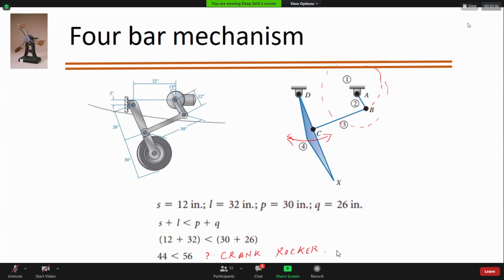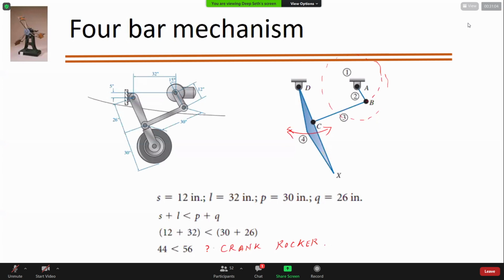Okay. So this is the thing. And if both opposite sides are equal, then you will have a change point mechanism, or you can say a parallelogram mechanism. And in any case, if S plus L is greater than P plus Q, then you will have a triple rocker mechanism. In that triple rocker mechanism, you will not have any rotary motion or crank motion.